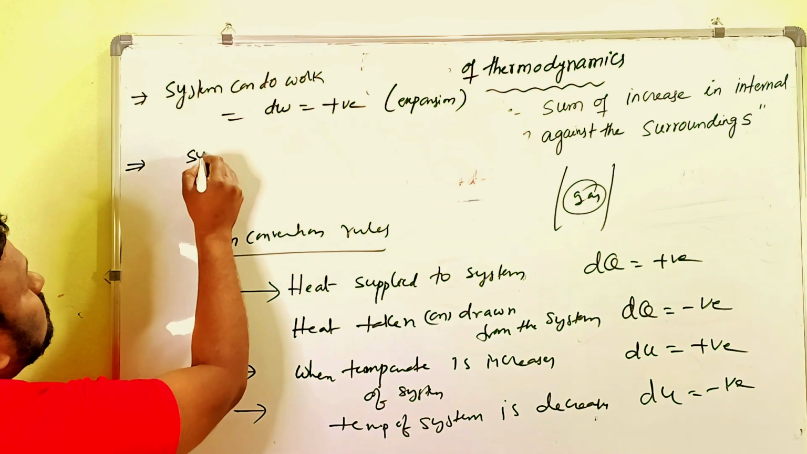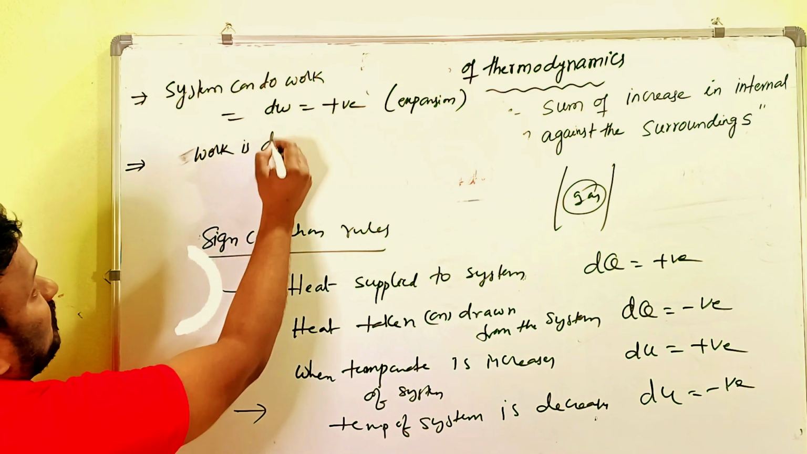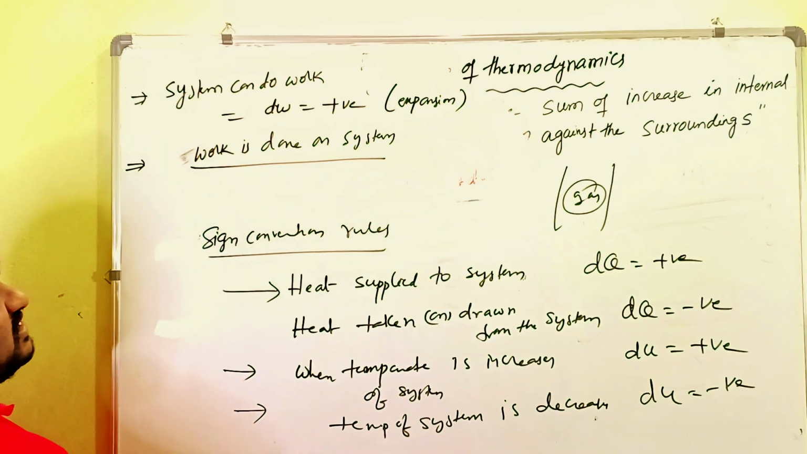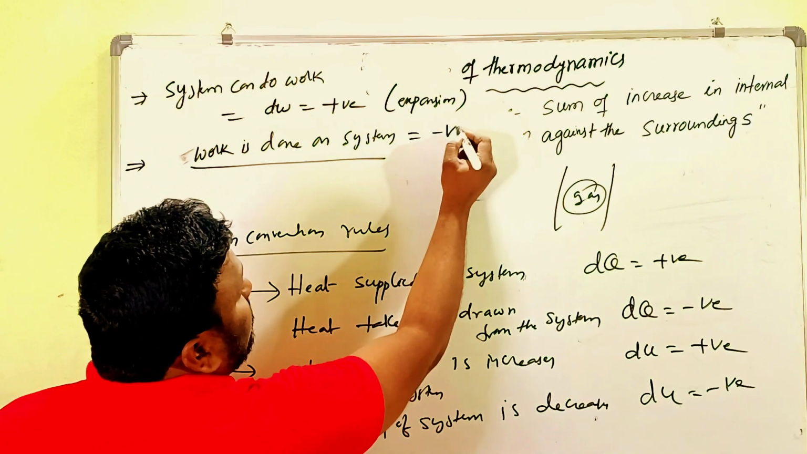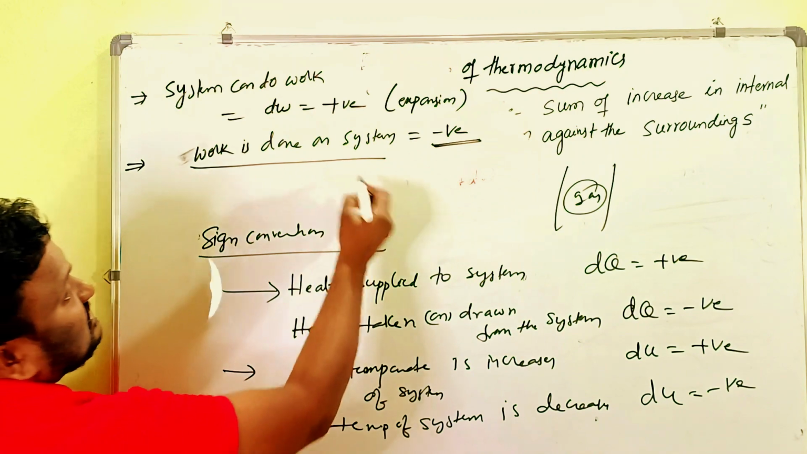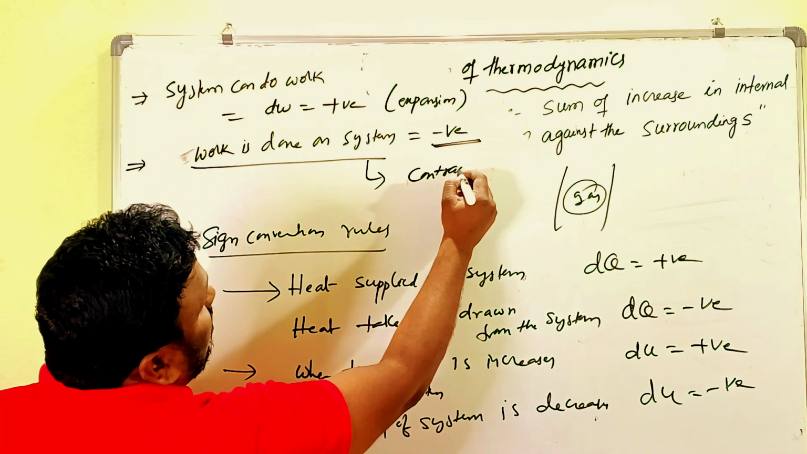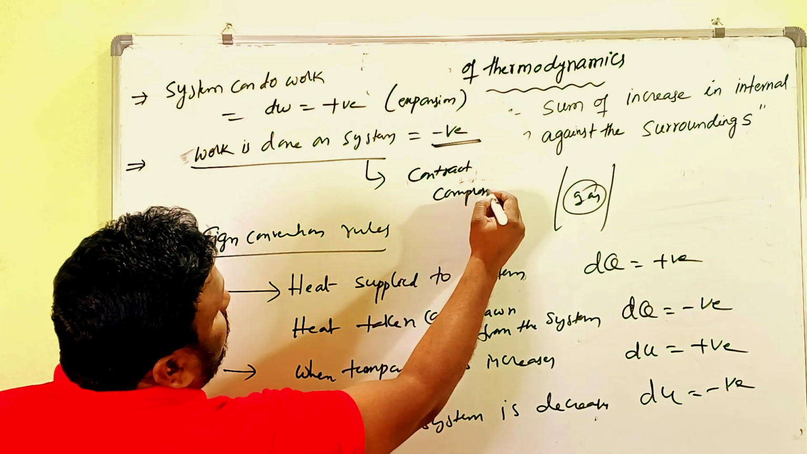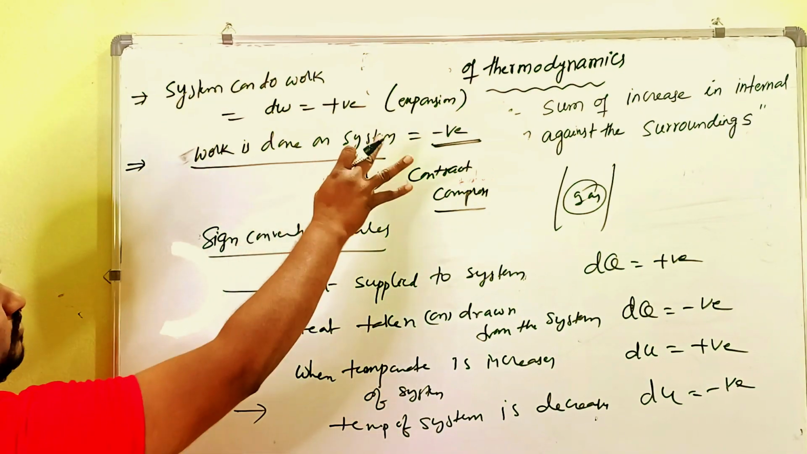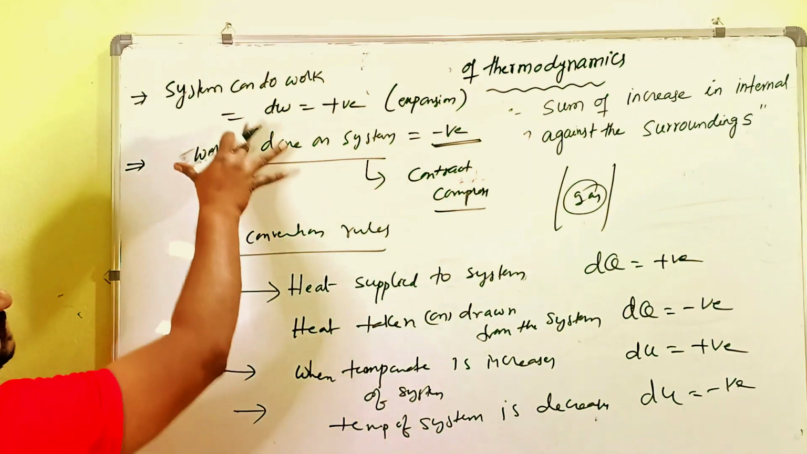And if work is done on the system, then the work is taken as negative. Why? Because in this case the fluid or the gas is going to be compressed or contracted. Clear? So these are the sign conventions to use when applying the first law of thermodynamics. During any problems you have to understand these things.